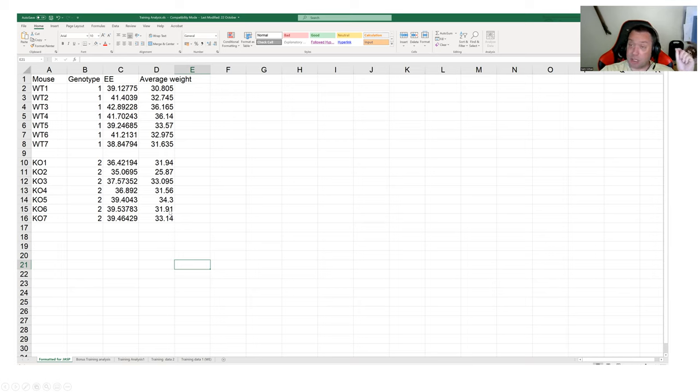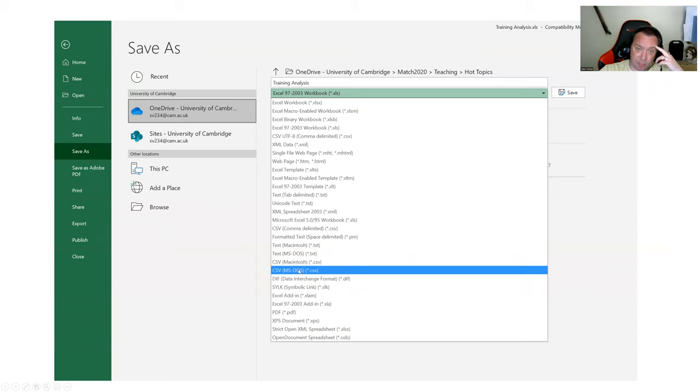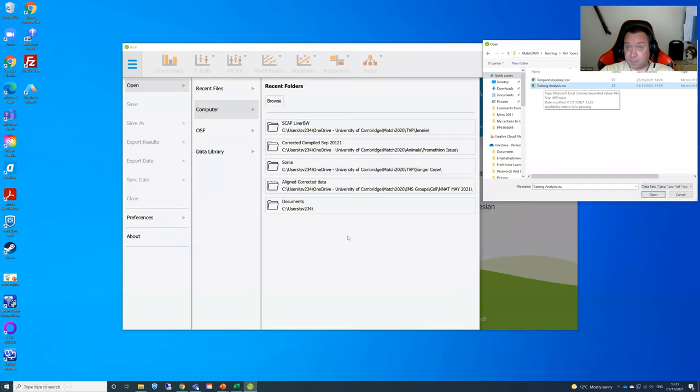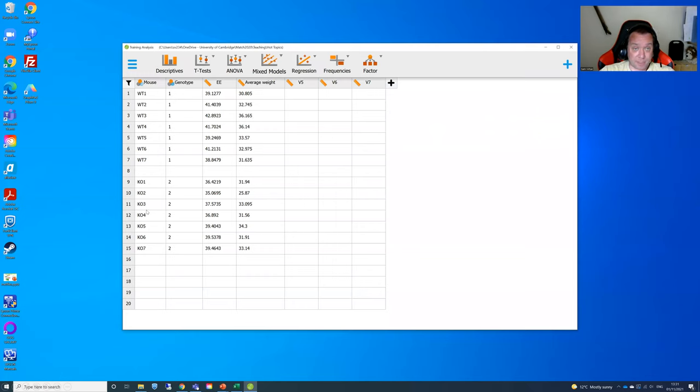This is the data we're going to use to calculate that metabolic rate. And so we have to save it for JASP as a CSV. We save it as a CSV, and then we come to JASP. And what we can do is then click here on open a data file. And we can open our data, in this case, traininganalysis.csv. And it will appear, and it will come in like this.